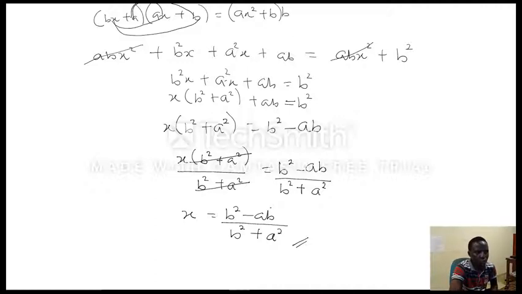So these are the likely questions you may meet when you are dealing with change of subjects of formulas. But in the next example I'm going to take, we are going to have a different set of formulas which will also show us how we can make each of the variables the subject of the formula.